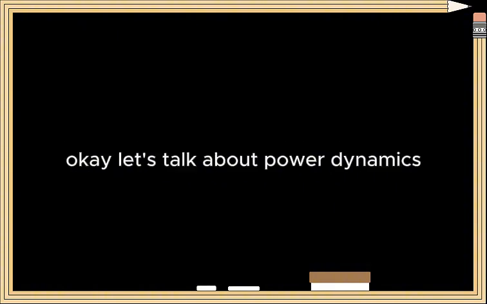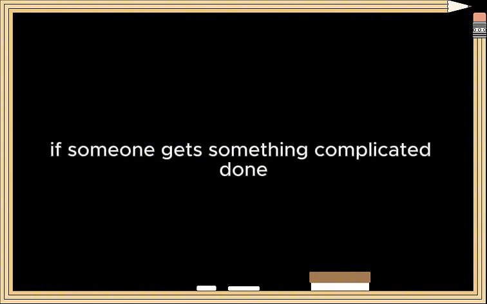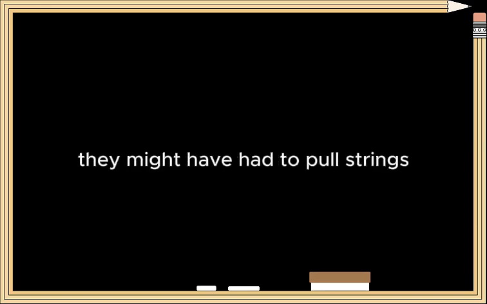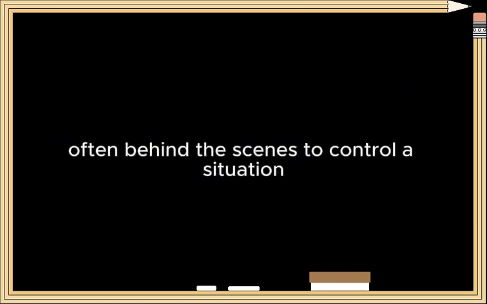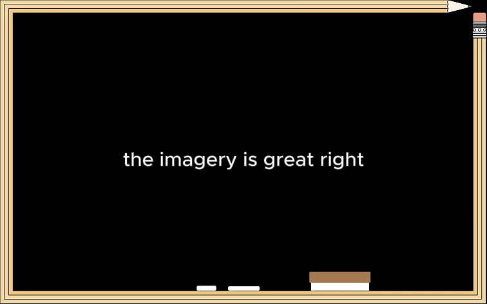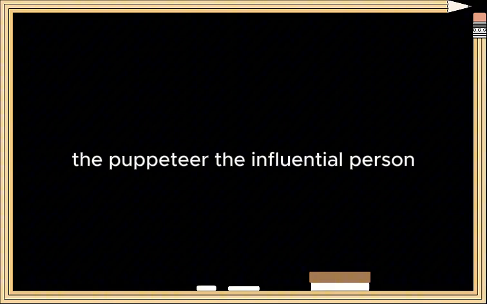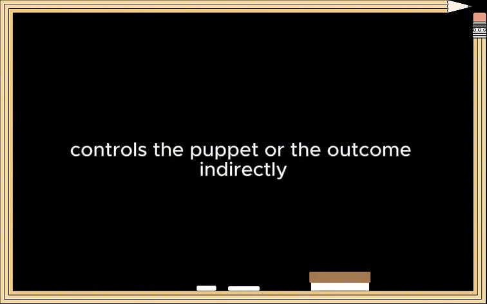Okay, let's talk about power dynamics. If someone gets something complicated done, despite all the obstacles, they might have had to pull strings. This means to use one's personal influence or connections, often behind the scenes, to control a situation. The imagery is great, right? It refers to puppet strings. The puppeteer, the influential person, controls the puppet or the outcome indirectly.